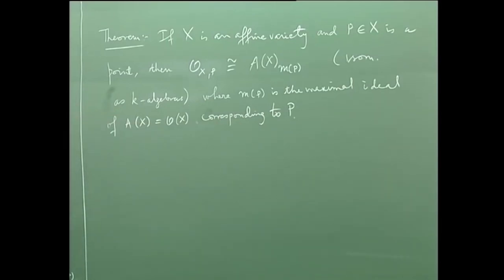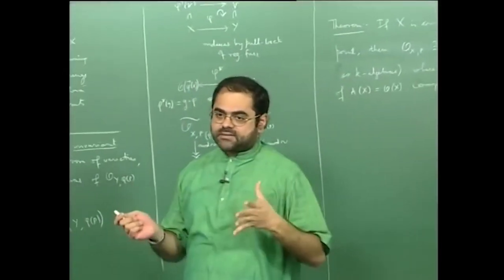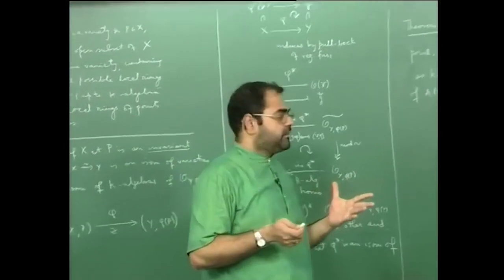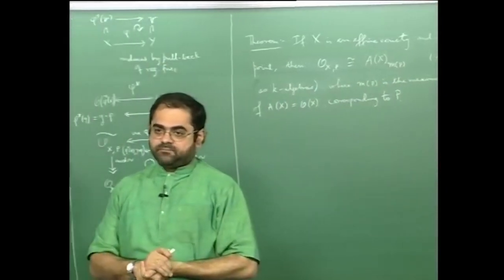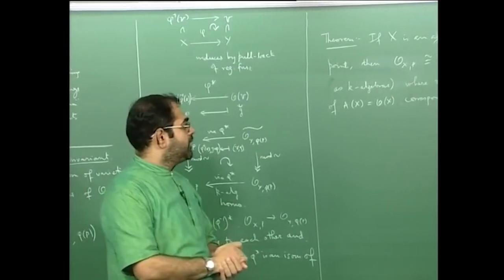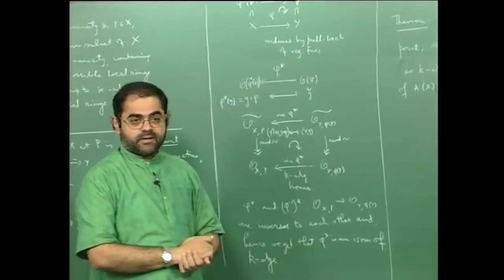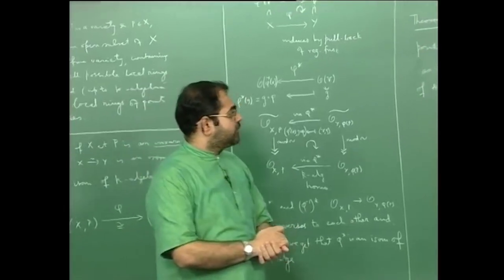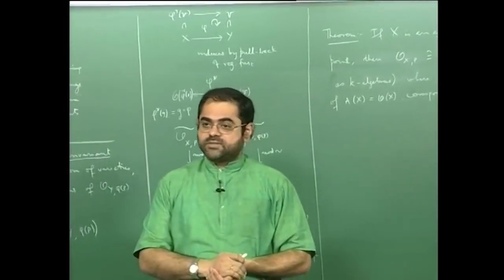So here is a formula for the local ring at a point of an affine variety. The local ring is just gotten by taking the affine coordinate ring of the affine variety, which is also the same as the ring of regular functions. These two are the same for an affine variety, and then you localize at the maximal ideal that corresponds to this point. Of course, for localizing at an ideal to make sense, you have to localize at a prime ideal, because localizing at a prime ideal or a maximal ideal means you invert all the elements outside the prime ideal or the maximal ideal.